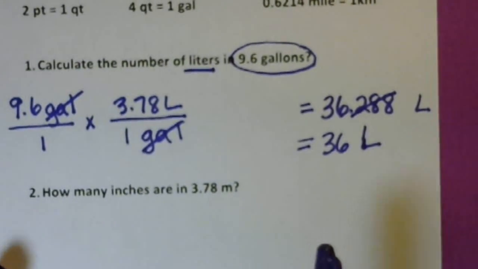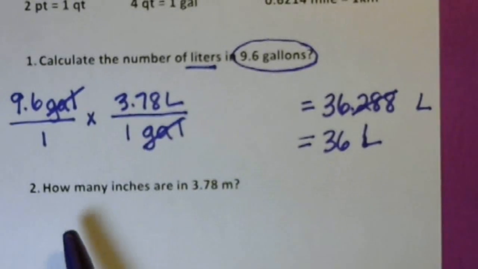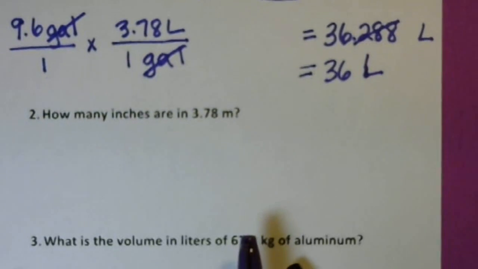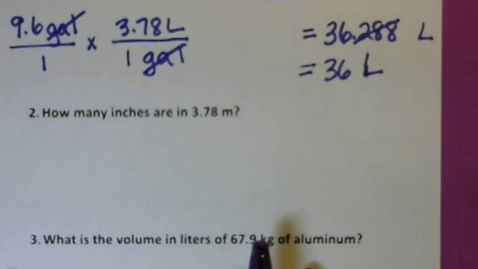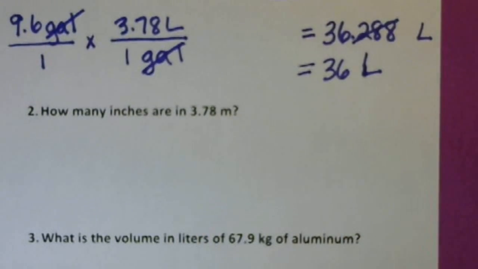All right, so now I've done all 6 steps to solving problems, and that was a simple one because it only took 1 step. So some problems are going to take more than 1 step, so let's try some of those. So question number 2, how many inches are in 3.78 meters? So we're going to do the 6 steps again.